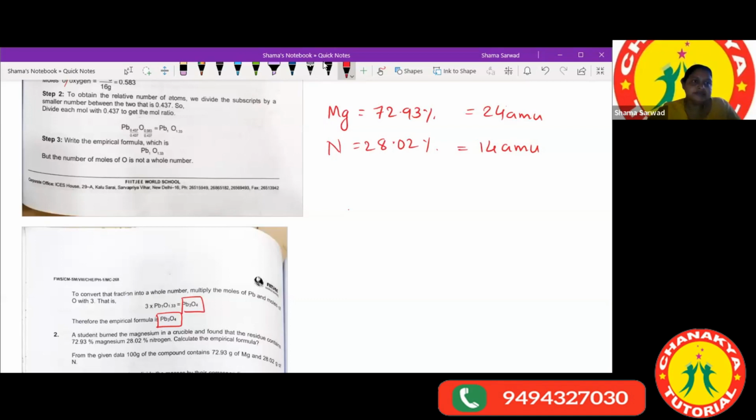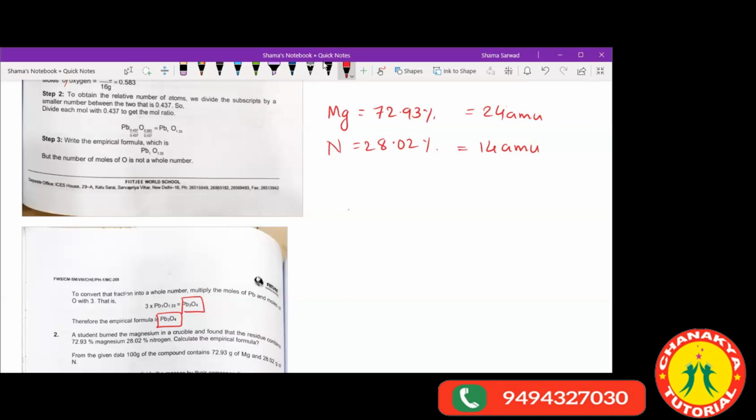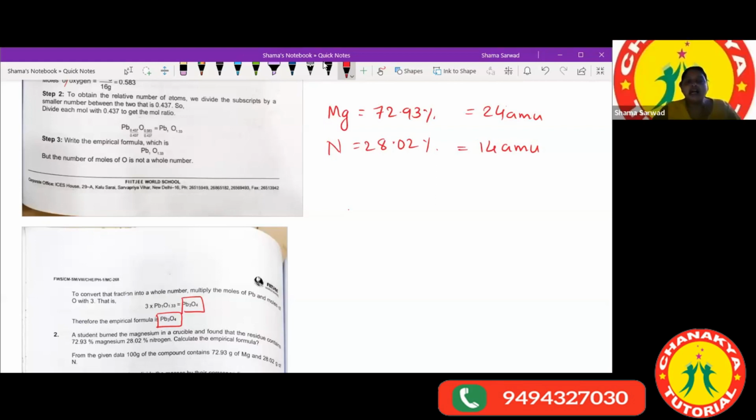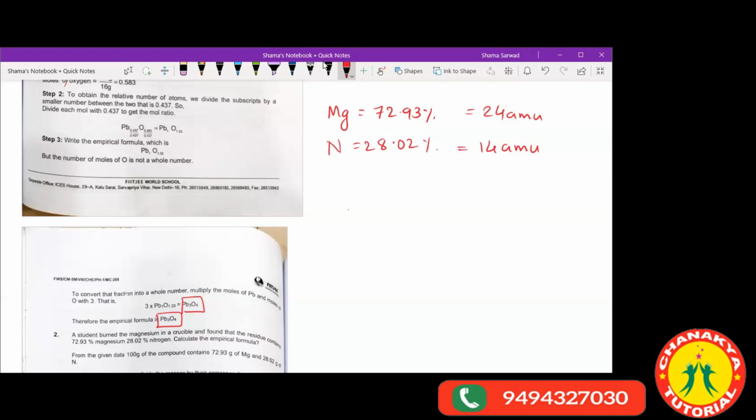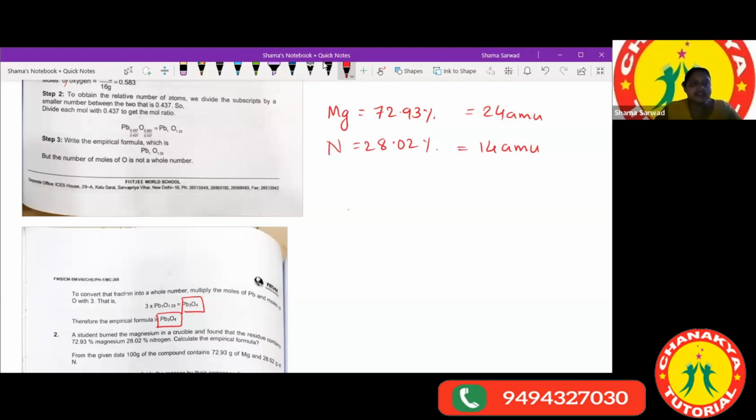Okay? Everybody agrees with this? Yes, ma'am. Only one student says yes, ma'am. Others, Jaswant and Vedika, I'm not getting any sort of communication from you. Why is it so? You should be involved, right?